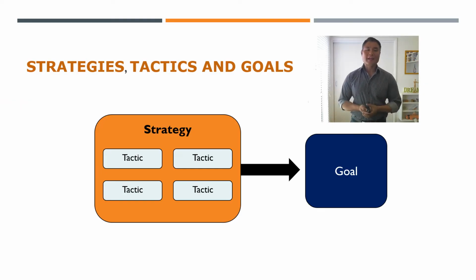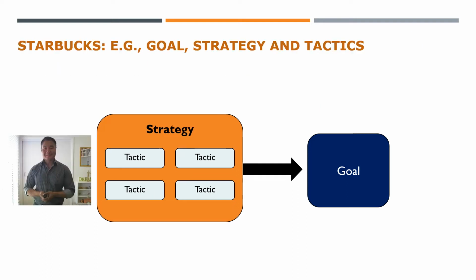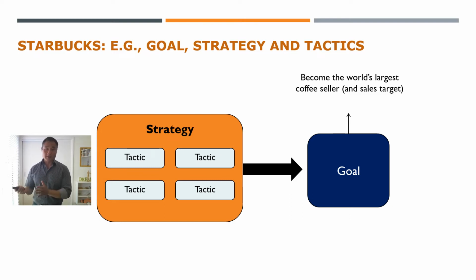Right, I'm going to use an example using Starbucks to illustrate the relationship between goals, strategy, and tactics. So Starbucks might have a goal of being the world's largest coffee seller in terms of sales targets. So they'll have a specific time frame and a specific sales target to make their goal SMART.